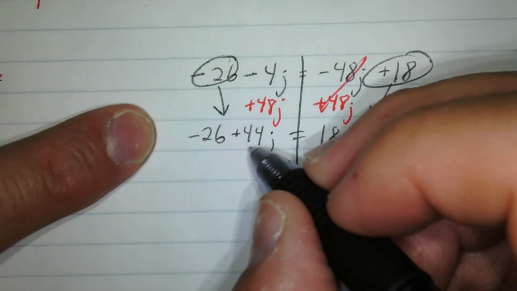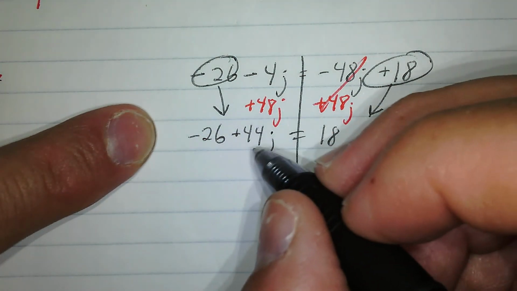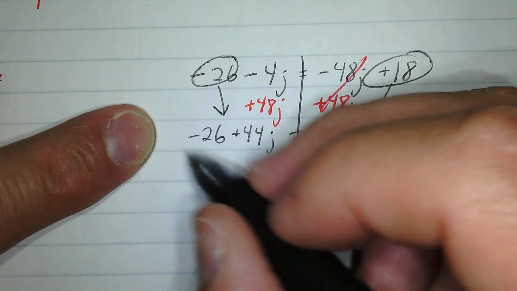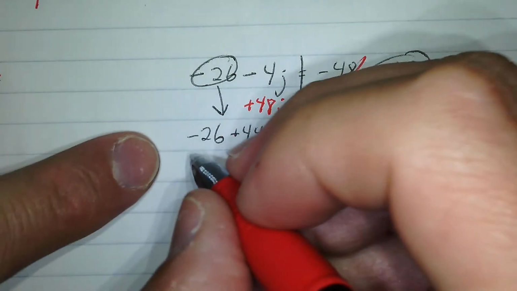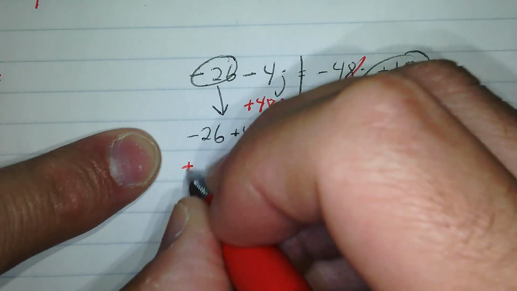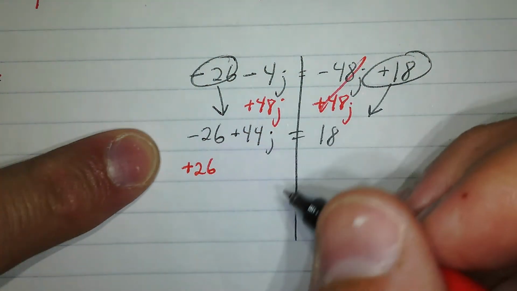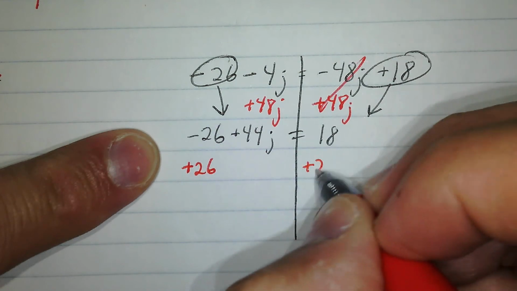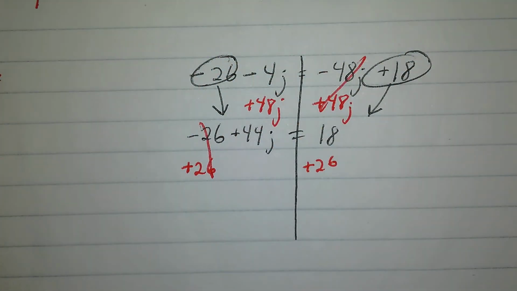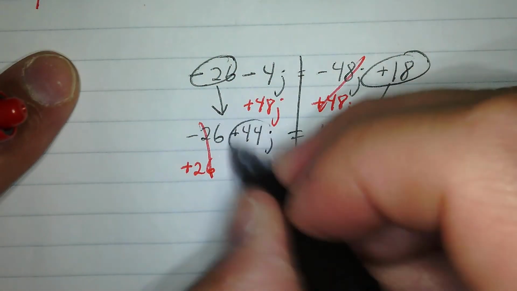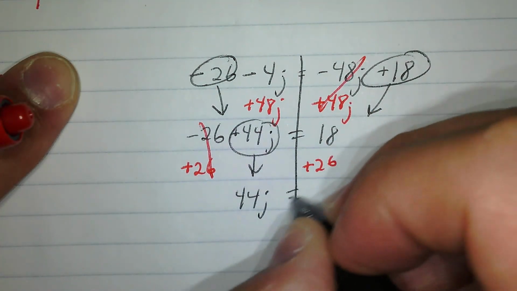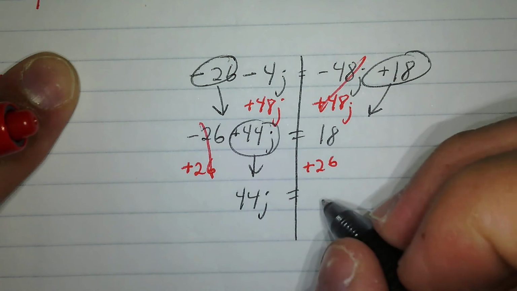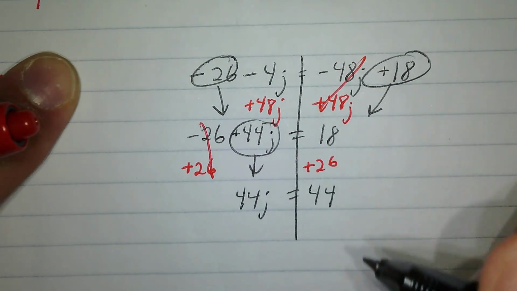Alright. Now, I have the variables all on one side, so I need to move my constants to the other. So I got to get rid of this negative 26 here. I do the opposite of negative 26, and I'm going to add 26. What I do to one side, I do to the other. Those will cancel. I'm going to bring the 44j down because nothing's being done to it. And 18 plus 26 would be 44.